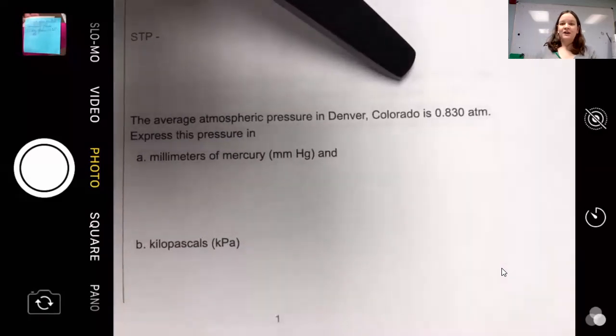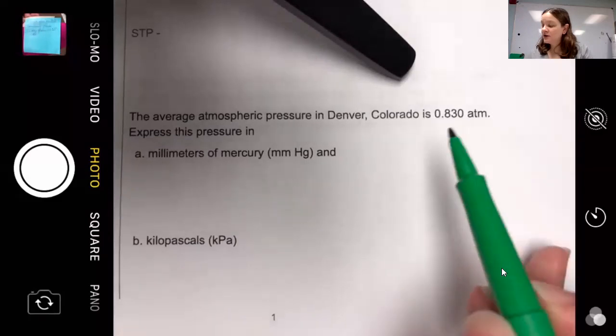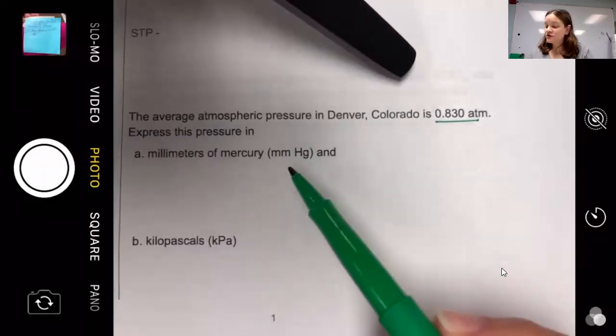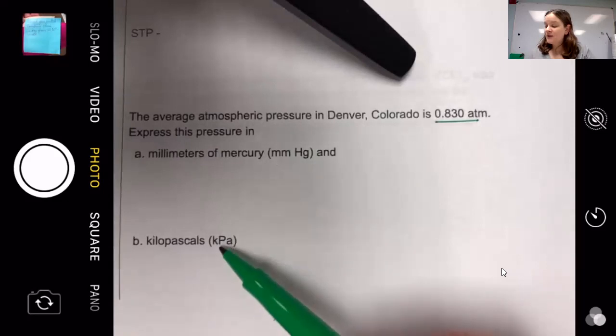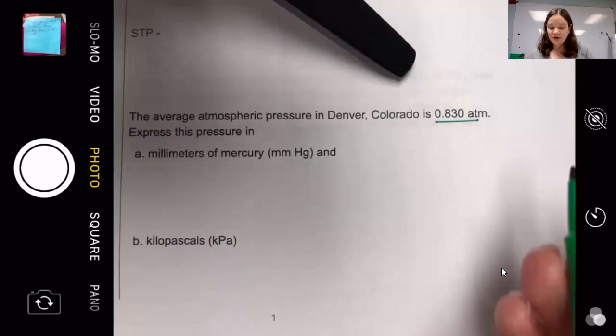Okay, here we go. All right, so we are going to practice our conversion. We are going to convert 0.830 atmospheres, the average atmospheric pressure in Denver, Colorado. Denver, being high up, is going to have less atmospheric pressure. We're going to change that first to millimeters of mercury and then to kPa.